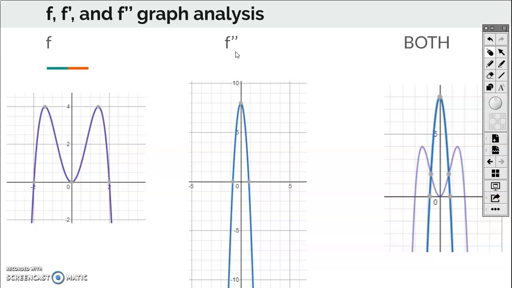So original function, second derivative. So again, we have 2 zeros where the POIs were, not where the maxes and mins are. And then f double prime is negative to start because we're concave down. And then f double prime is positive because we're concave up. And then f double prime is negative because we're concave down again.